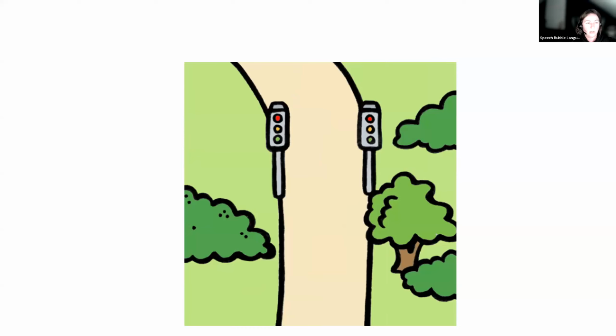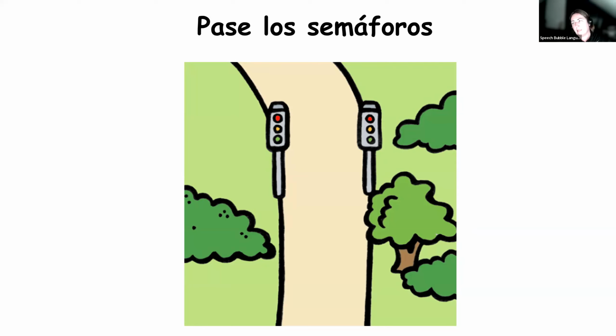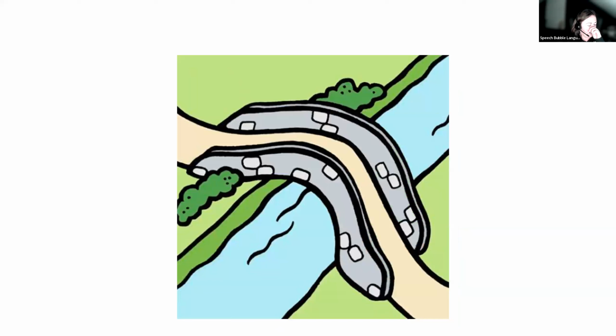What can you see on this one? Traffic lights, yeah. These are called semáforos. Now, if we want to pass them, it's pase. Pase los semáforos. We're going to pass them.